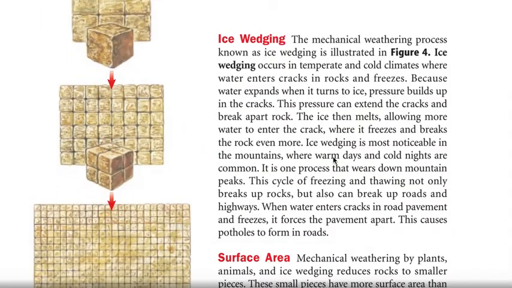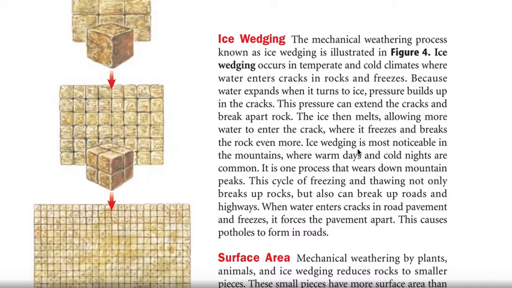Ice wedging. The mechanical weathering process known as ice wedging is illustrated in Figure 4. Ice wedging occurs in temperate and cold climates where water enters cracks in rocks and freezes. Because water expands when it turns to ice, pressure builds up in the cracks. This pressure can extend the cracks and break apart rock. The ice then melts, allowing more water to enter the crack, where it freezes and breaks the rock even more.